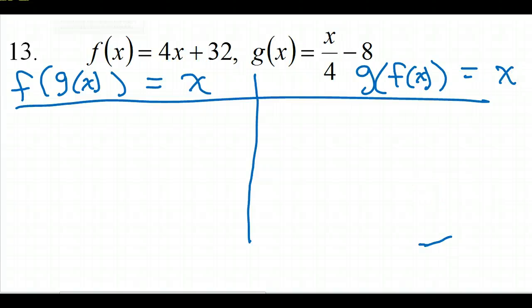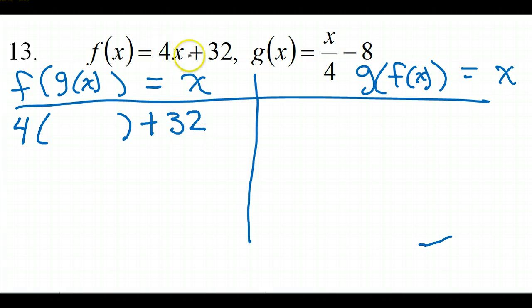So the way composites work, if I want to do f of g, start with f. It says 4x plus 32. So you should start off, just write the function, but instead of x, put parentheses. So instead of having 4x plus 32, start off with 4 parentheses plus 32. Now, Haley, what am I going to put in the parentheses? X over 4 minus 8. Sure, I'm going to put the other function, that x over 4 minus 8. That's the g.